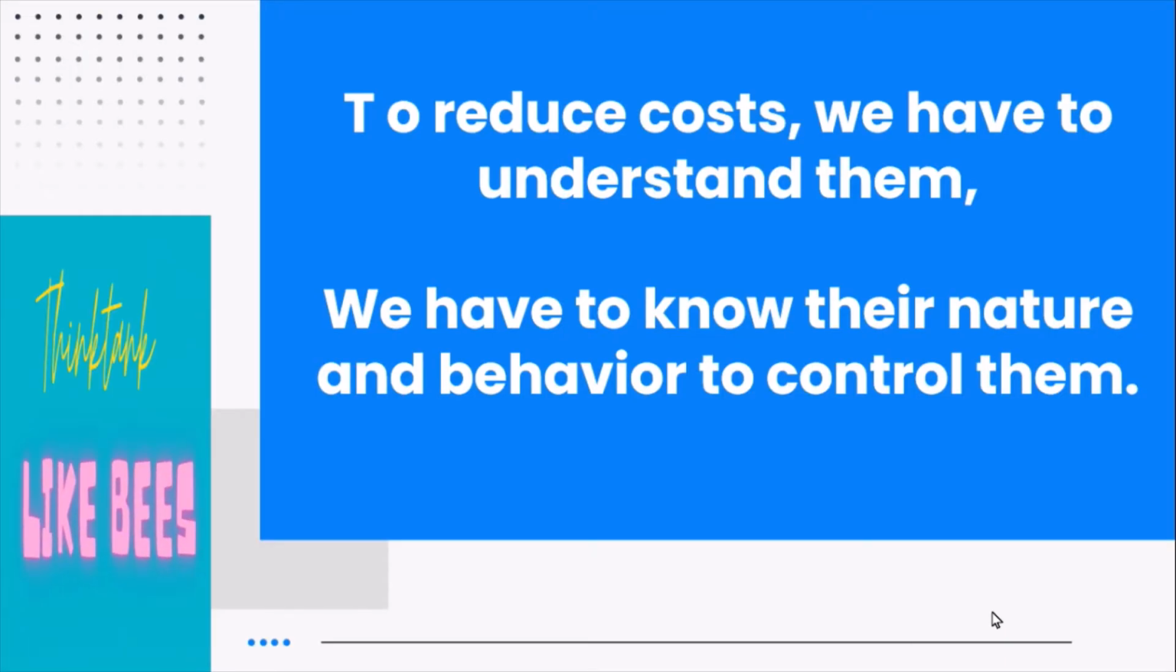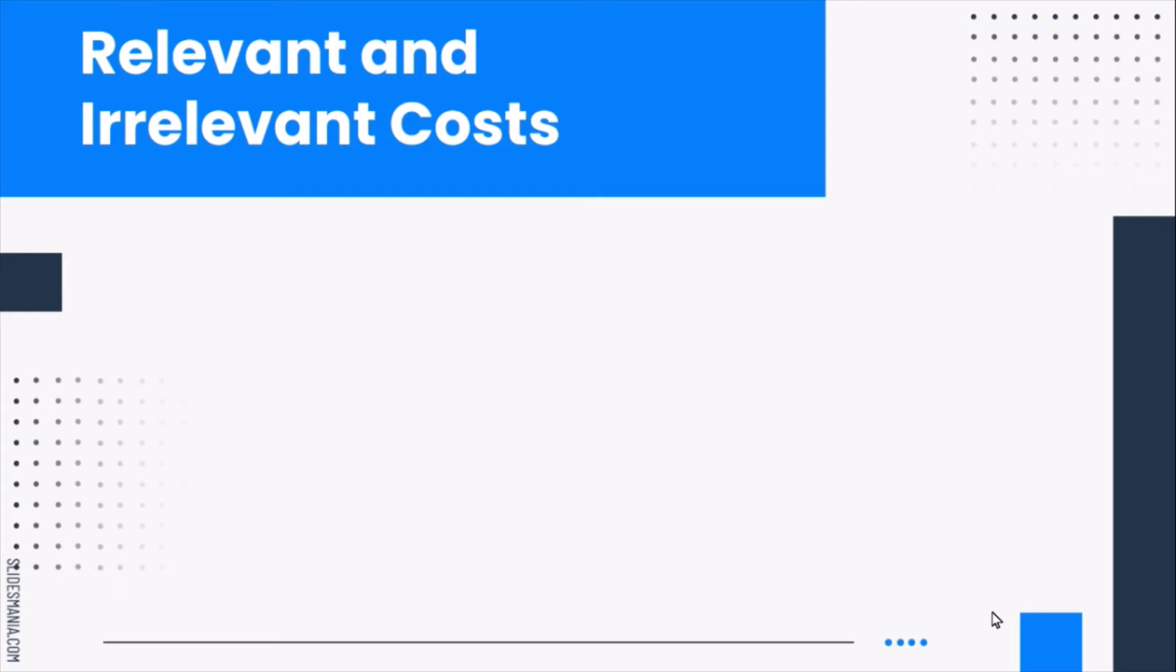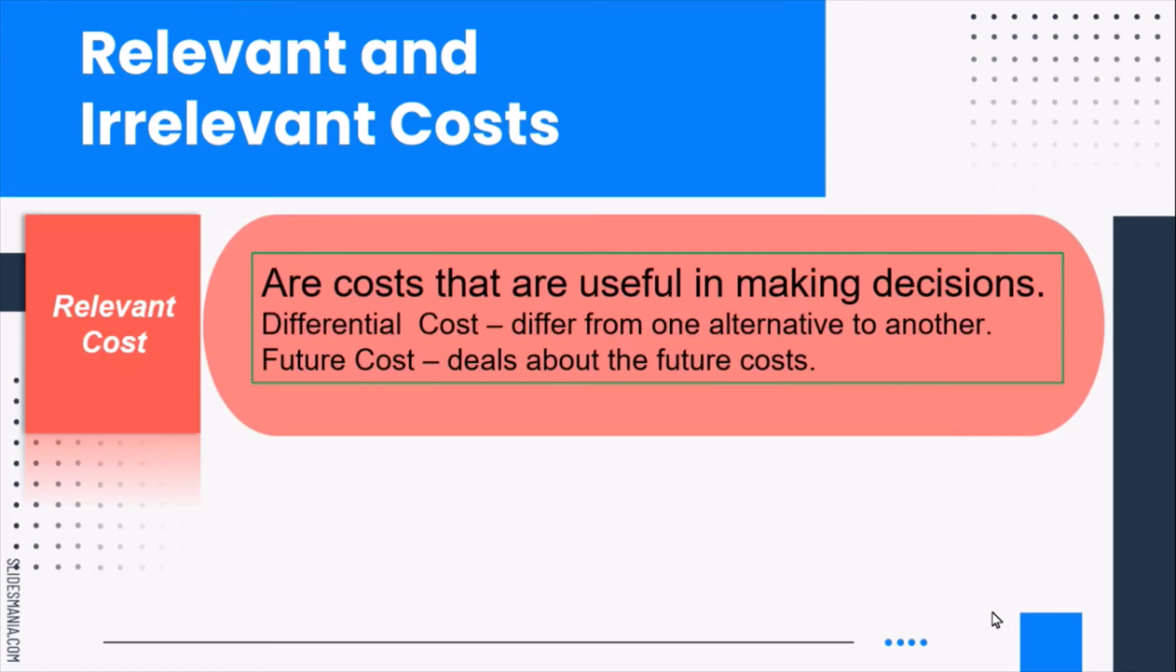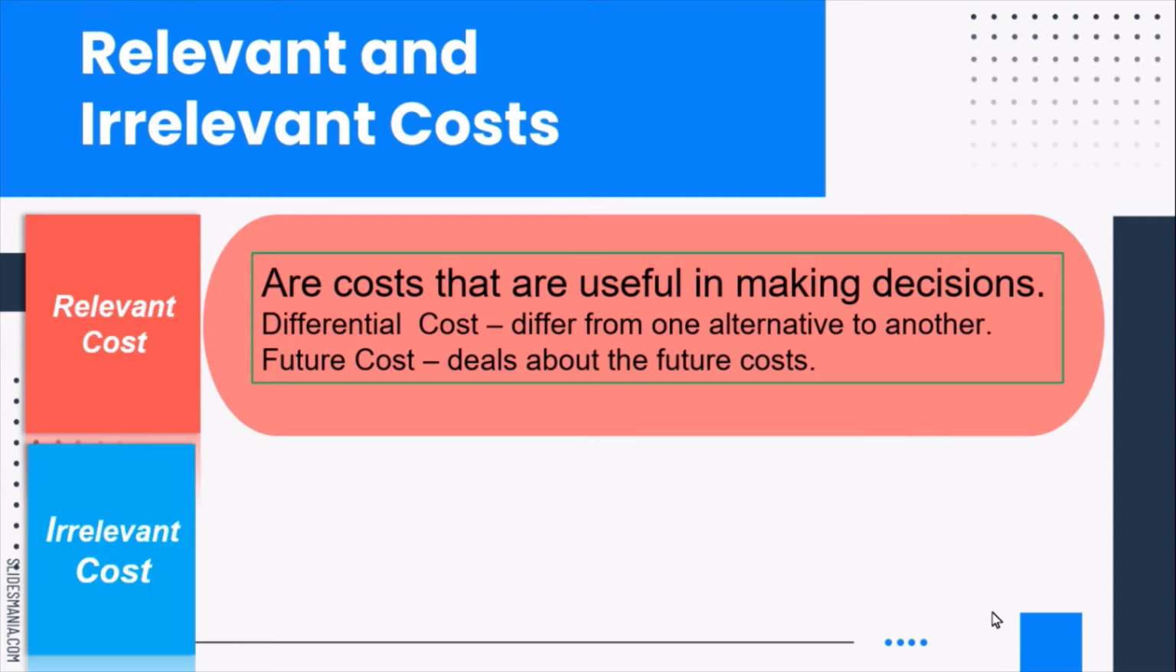So, to reduce costs, we have to understand them. We have to know their nature and behavior to control them. So, let's start with the relevant and irrelevant costs. We have relevant costs. So, they are costs that are useful in making decisions. So, we have two options for the relevant costs. So, we have differential costs or future costs. So, differential is differ from one alternative to another, while future costs deals only about the future cost. And these two are part of relevant cost.